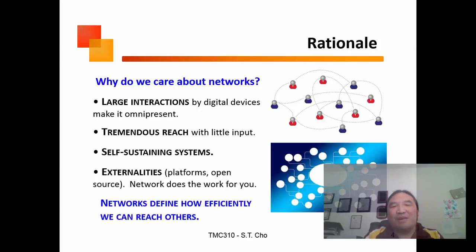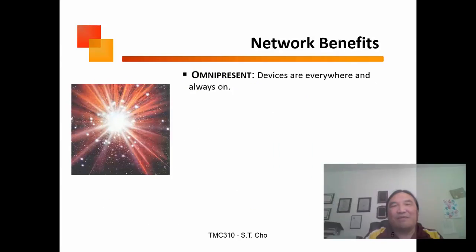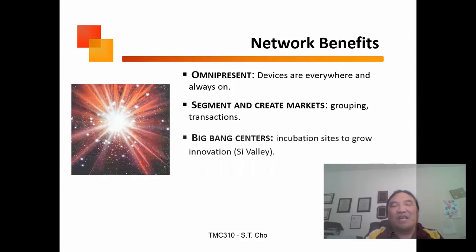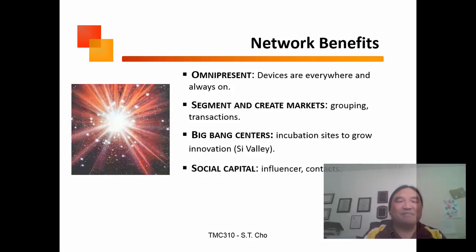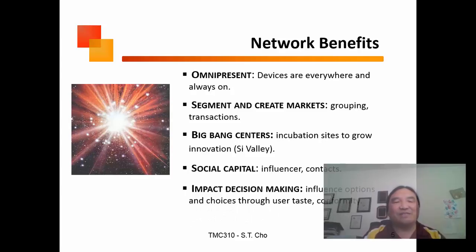What these networks actually do is tell us how efficiently we reach others. As I said, it's omnipresent. How these segments are set up sets markets for how people can communicate. You also have something called Big Bang centers, where networks can be incubators for ideas that continue to grow. That's why Silicon Valley happened. You create social capital, meaning you have contacts who can influence others, and it impacts your decision making.